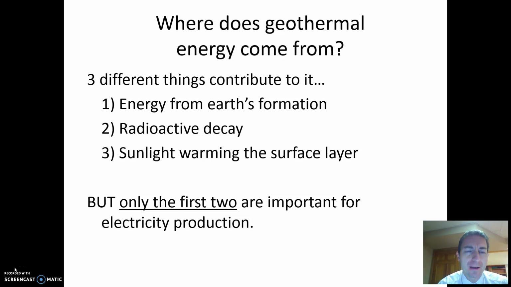There are three main factors that are contributing to geothermal energy. First, when the earth first formed from the early solar system, that gave it some initial energy, a little bit of heat. Second, radioactive decay of elements inside the earth is acting to keep it warm. And third, sunlight comes down from the sun and it warms up the surface layer of the earth. Only the first two of those points, though, actually play a role in geothermal electricity.